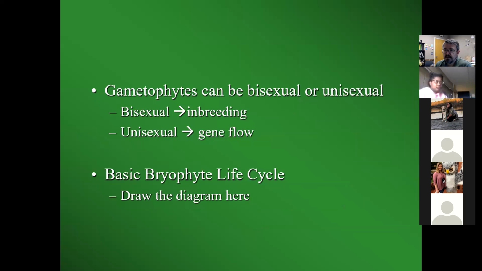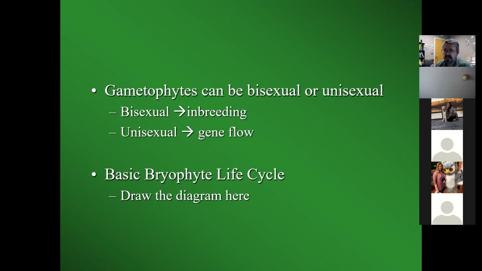The gametophytes can be bisexual or unisexual. For those that have bisexual gametophytes, we see a potential for inbreeding. Those that are unisexual, you can't breed with yourself if you only have one type of gamete that you produce. But you then get gene flow.